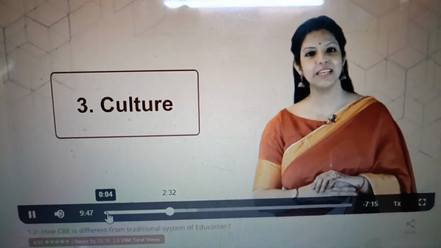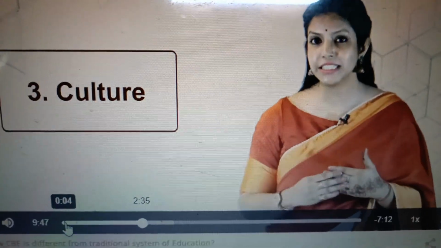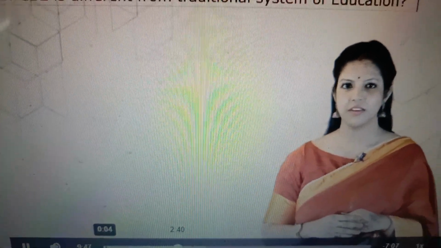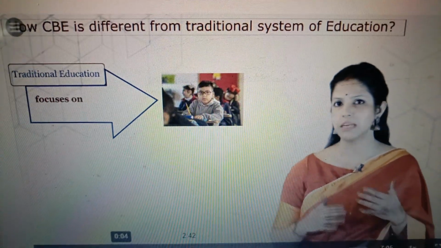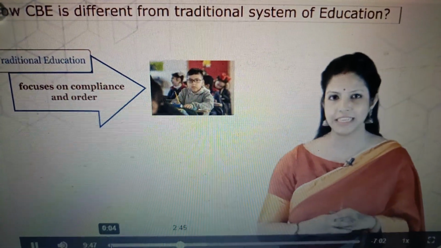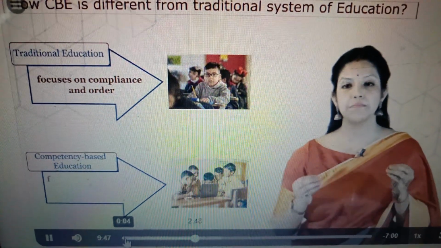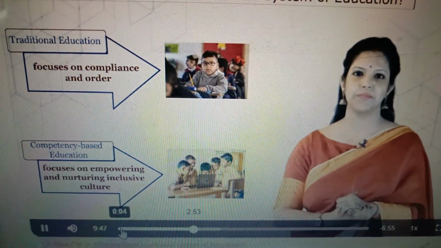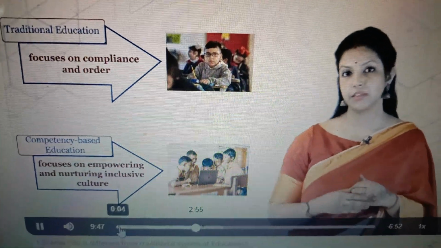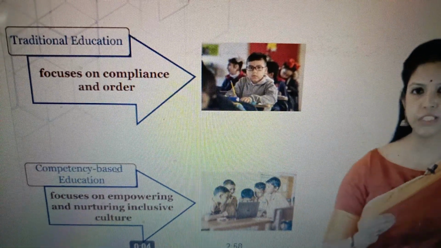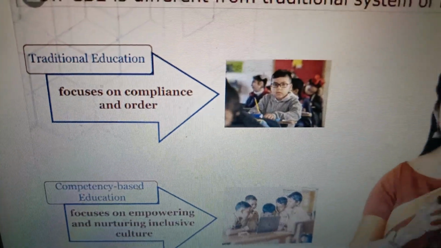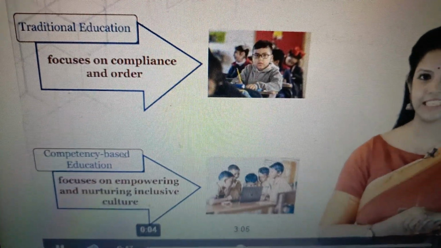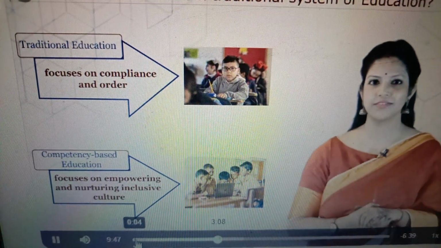Culture. Now let's look at how the two education systems are different based on the culture they practice. Where the traditional system focuses on compliance and order in school culture, the competency-based system believes in empowering and nurturing an inclusive culture of learning. In other words, the traditional system follows a procedural, rigid, and rule-bound approach, but the competency-based system values student agency and a participative approach.